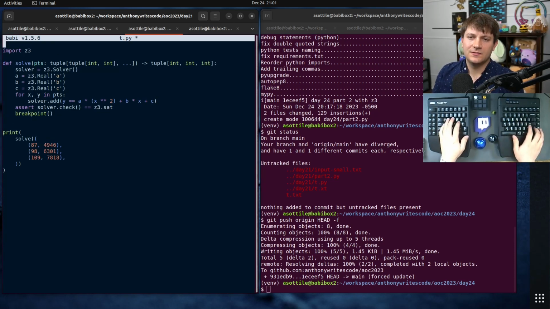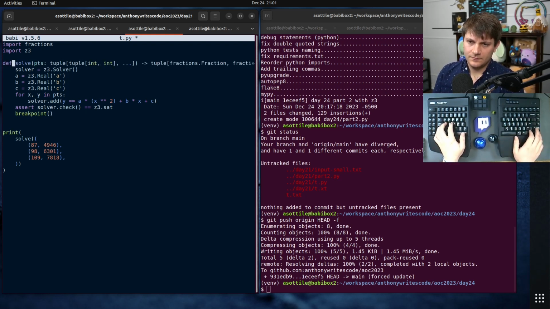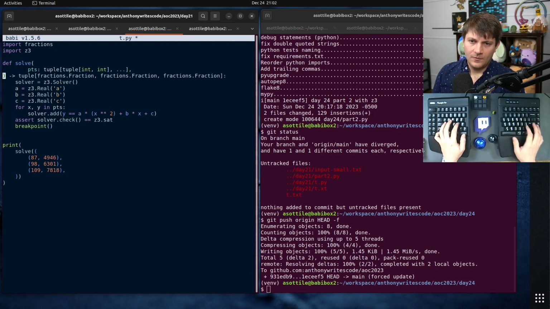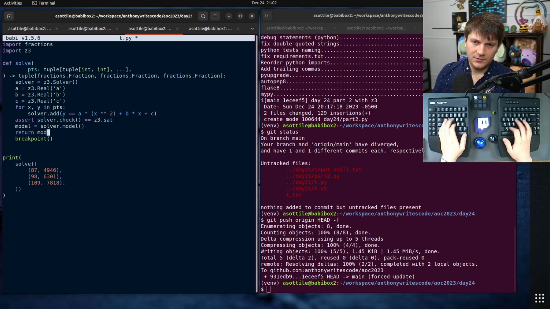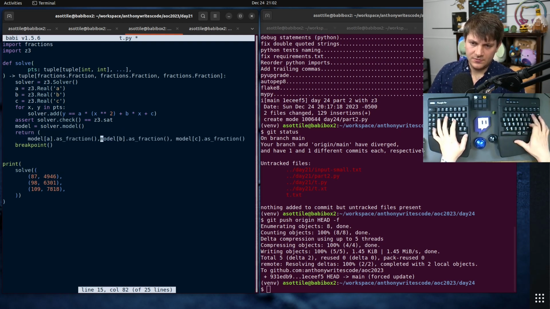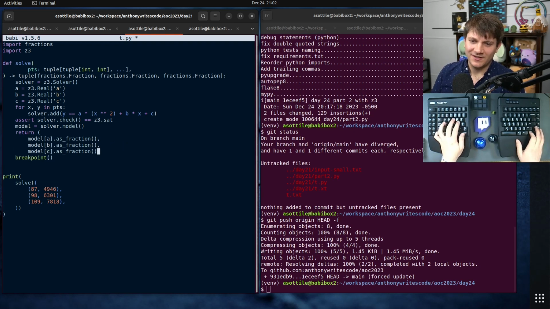This is actually not int, it's fraction. Fraction. Return model equals solver dot model a dot as fraction, model b dot as fraction, model c dot as fraction. I guess we could say return. No, this will type check better, even though there's a shorter way to write that.